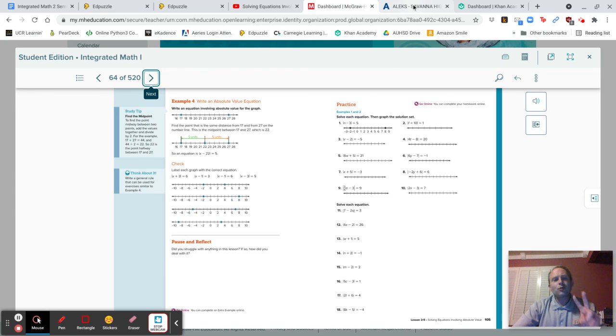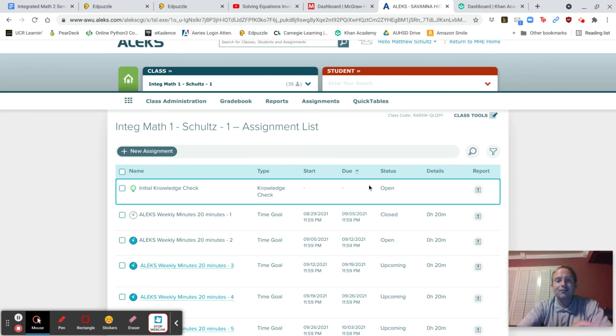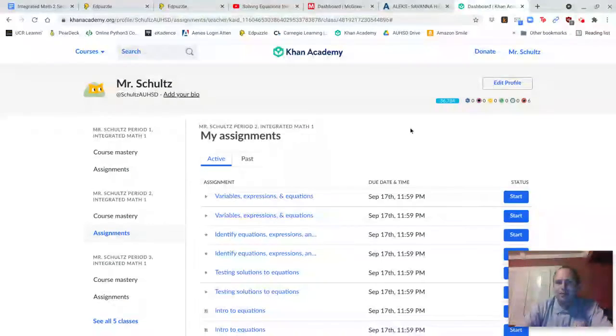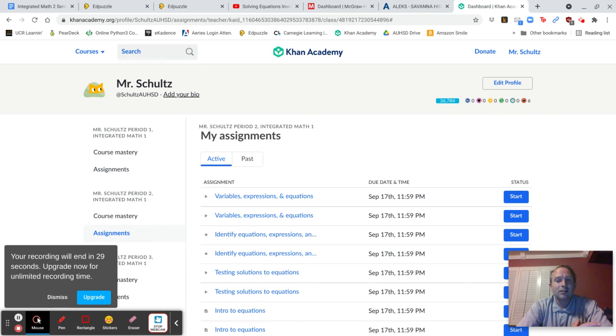There are also 2 extra assignments besides the current content that they're working on. We have Alex, which is 20 minutes every week that will help fill in those gaps as they try to master about 550 skills to be successful. We also have Khan Academy, where I've given them assignments. They can work on the assignments or work on anything they would like, but it's 30 minutes every week.